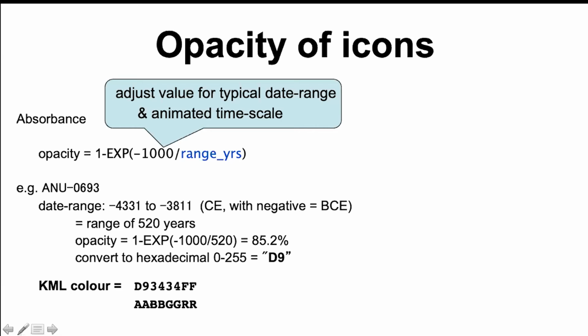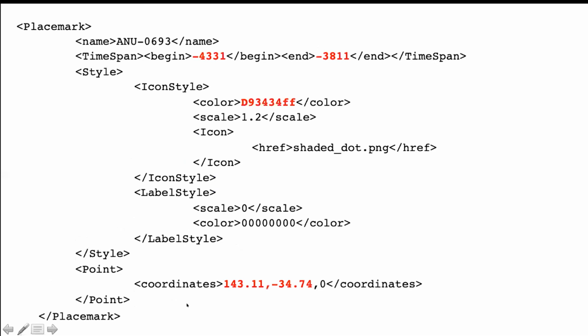This is in alpha, blue, green, red. Don't ask me why it's in that order. So this is the code for the placemark. You can see the coordinates of the location. You can see those actual dates up in here. And then here we have the color, and there's your D9 at the start, which sets the opacity. So this gives you a red color that is probably mostly opaque because it's a reasonably precise date.